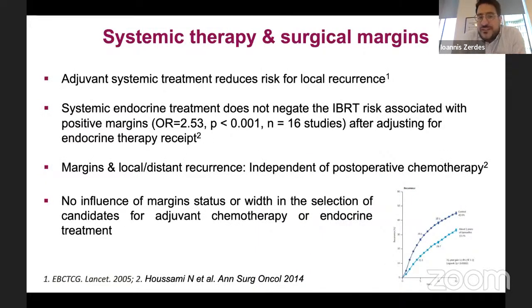Moving now to the effect of systemic therapy and correlation with surgical margins, systemic adjuvant treatment could reduce the risk for local recurrence, but especially the use of systemic endocrine treatment does not negate the risk for ipsilateral breast cancer recurrence associated with positive margins. And this was also observed when it comes to post-operative chemotherapy. And therefore, there was no influence when we select these treatments.